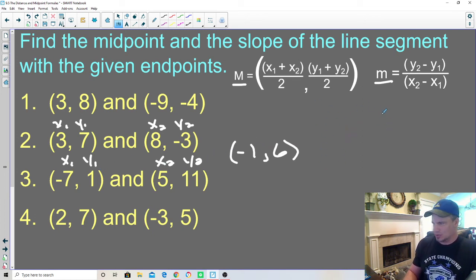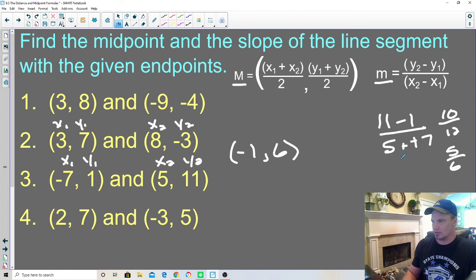Here for slope, it's just 11 minus 1 on top, y2 minus y1. 5 minus negative 7, you have to watch that sign. It's minus a negative, which becomes plus. That is going to be 10 over 12 divided by 2 is 5/6 for a slope. Okay, midpoint and slope. Okay, one more and we're done.